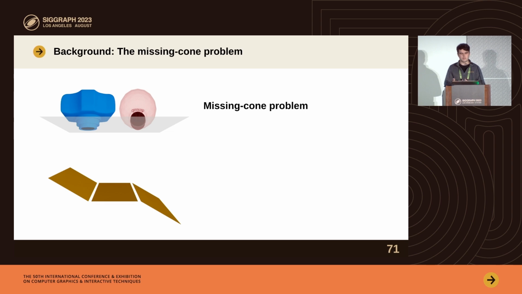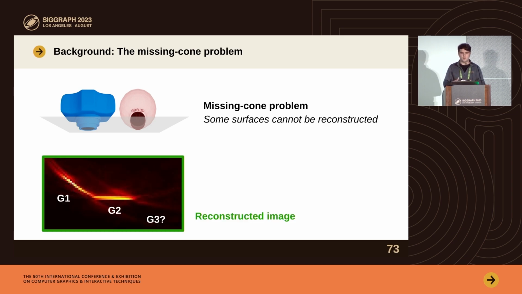So consider a scene right here where we have this imaging setup with 3 surfaces, G1, G2, and G3. The missing cone problem refers to the fact that some of these surfaces cannot be reconstructed depending on their position or orientation. So if we naively try to image these surfaces around the corner, we see that only G1 and G2 are visible, but not G3.